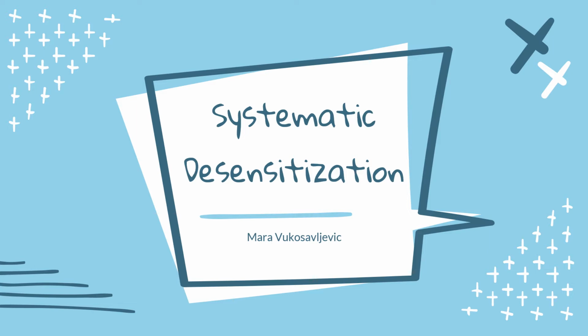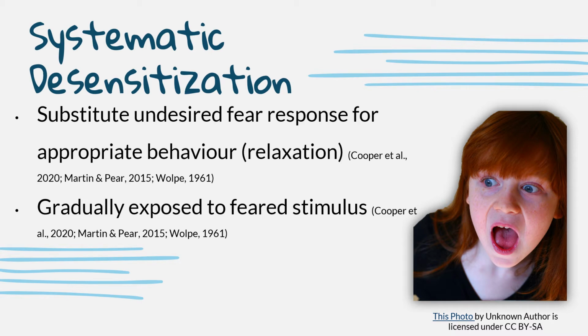Today I'll be presenting a summary on desensitization to aversive stimuli. In particular, I'll be focusing on systematic desensitization, which is a behavioral treatment targeting specific fears or phobias. Systematic desensitization substitutes an undesired fear response for an appropriate behavior, typically muscle relaxation. An individual is gradually exposed to the target feared stimulus or environment while conditioning another response to it.